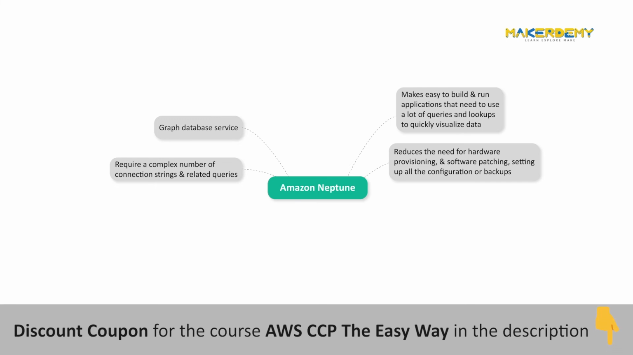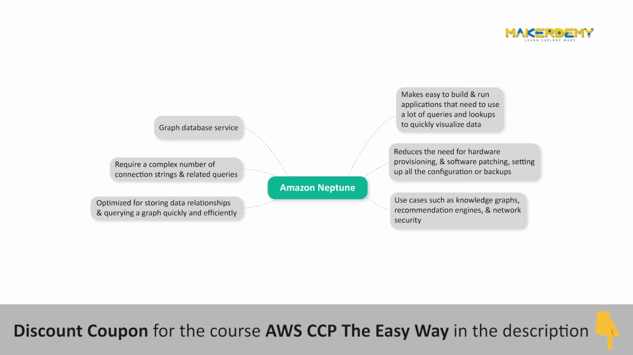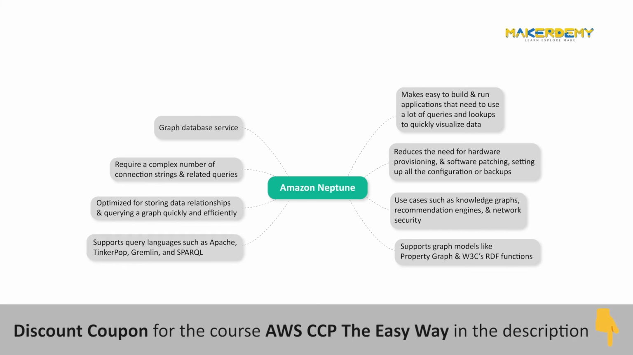manage. So Amazon Neptune is an AWS native graph database engine. It's optimized for storing data relationships and querying a graph quickly and efficiently. Neptune suits use cases such as knowledge graphs, recommendation engines, and network security, to name a few examples. Now, Neptune supports the popular graph models like property graph and W3C's RDF, and the respective query languages such as Apache TinkerPop Gremlin and SPARQL, which allow you to easily build queries that efficiently navigate highly connected data sets.